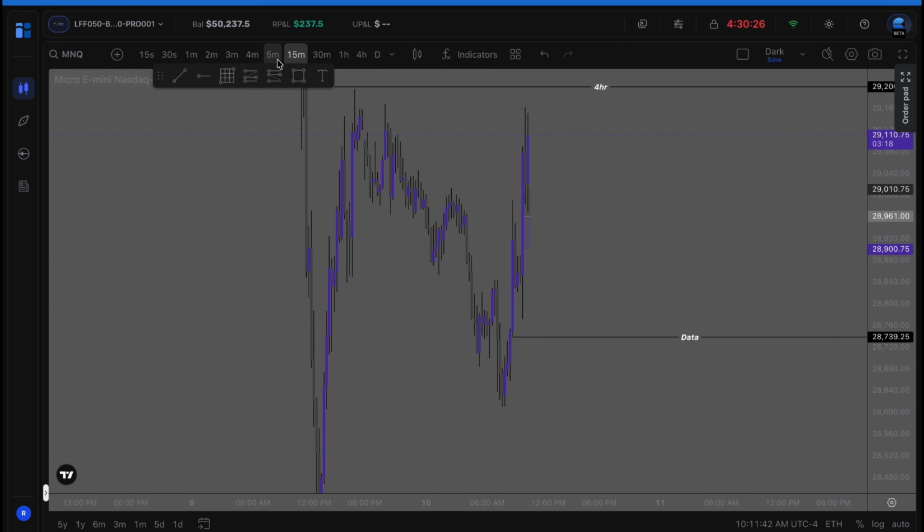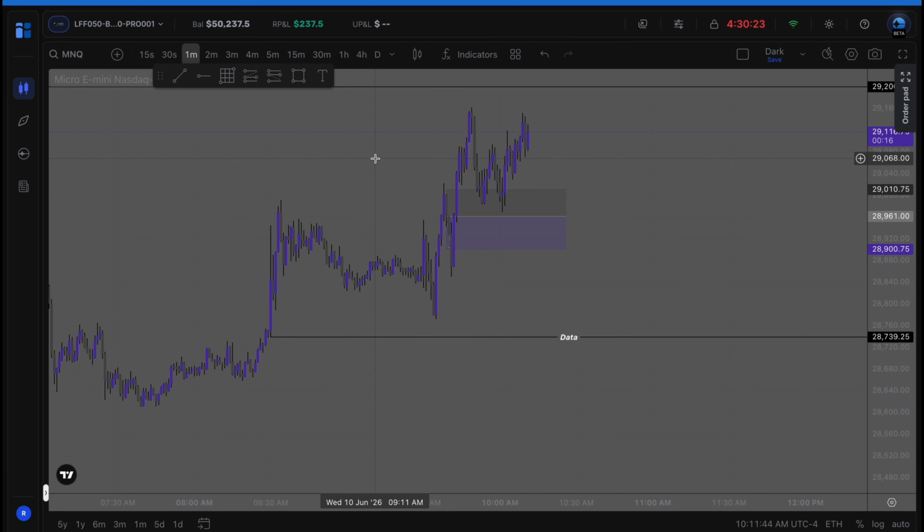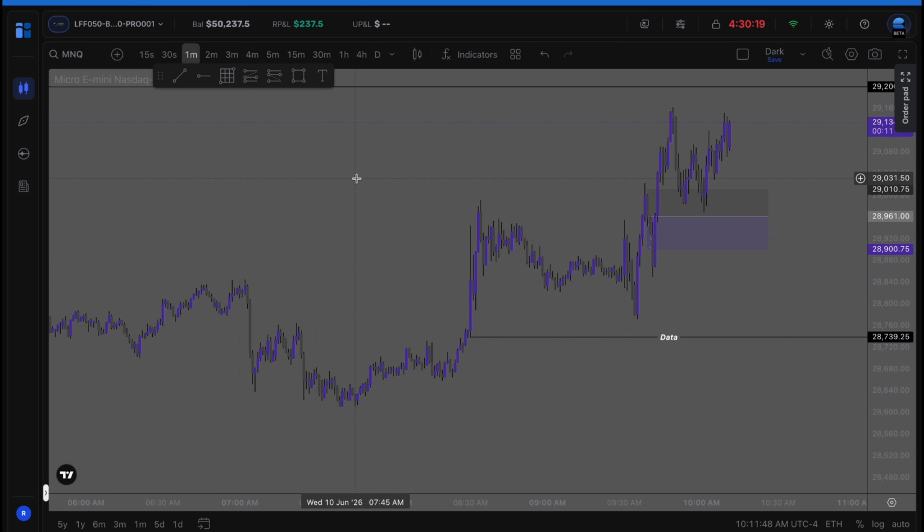Pretty simple, pretty easy, and winning day secured. Hopefully I can get this payout. We need 4 more winning days, and we'll get this payout.